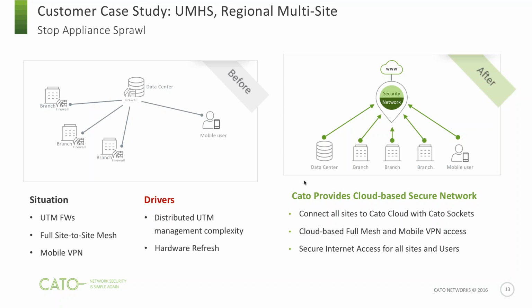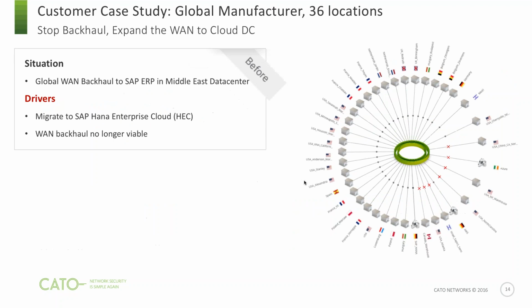So this is one example, and in this case, the customer has achieved appliance elimination. He basically eliminated the appliance sprawl and consolidated all their networking and security into our cloud. The next example is much more complex, it's just bigger.